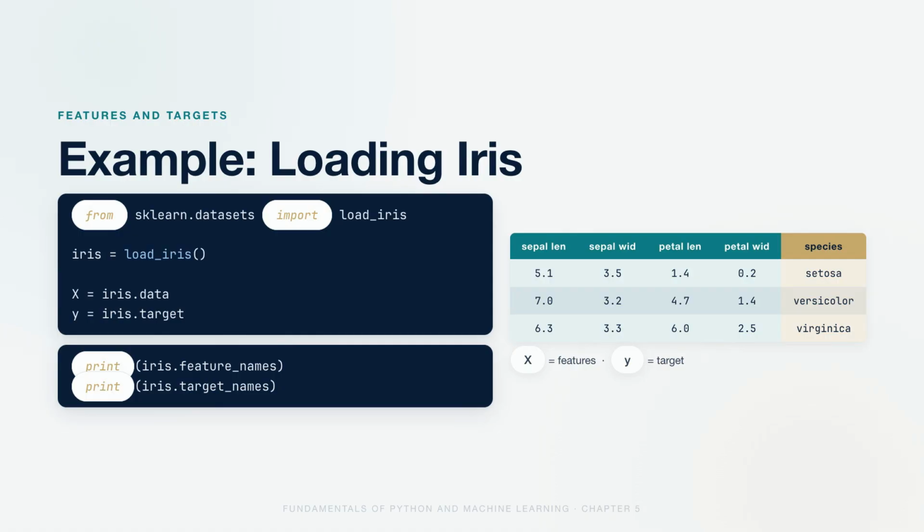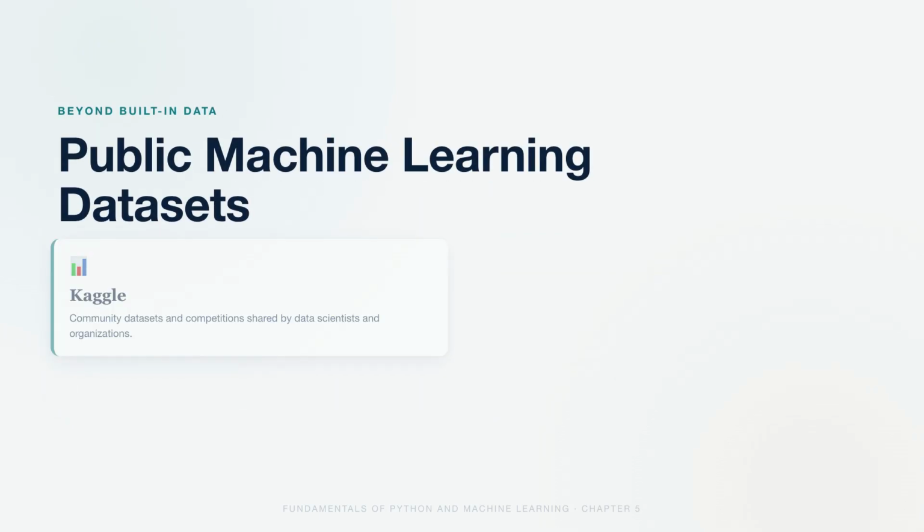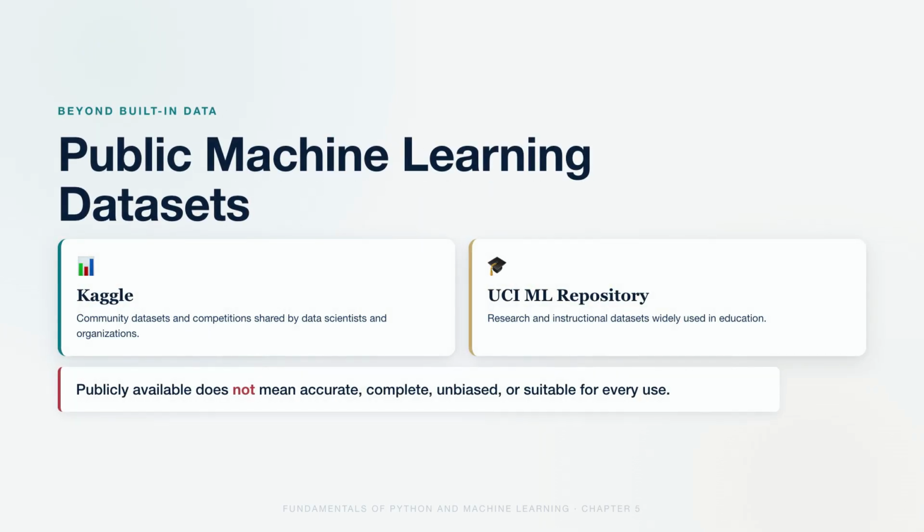The dataset also provides feature names and target names, which help us understand the meaning of the numerical values. Before training a model, we should inspect those names, examine the shape of the data, and understand the problem represented by the dataset. Built-in datasets are useful for practice, but real projects often require external data.